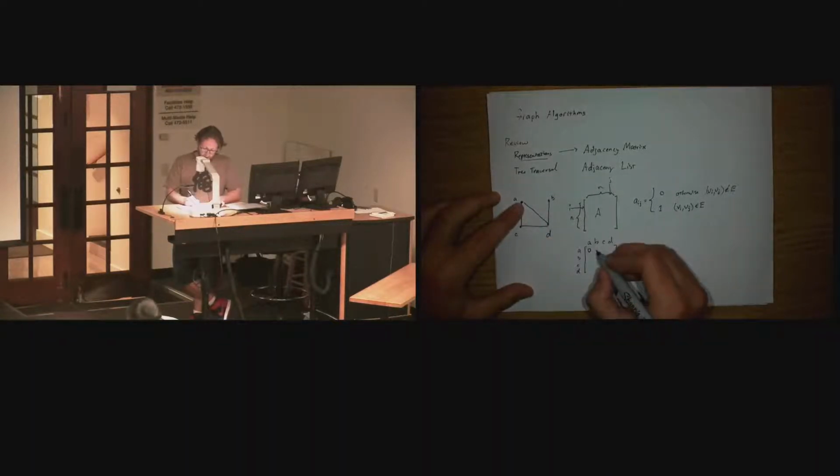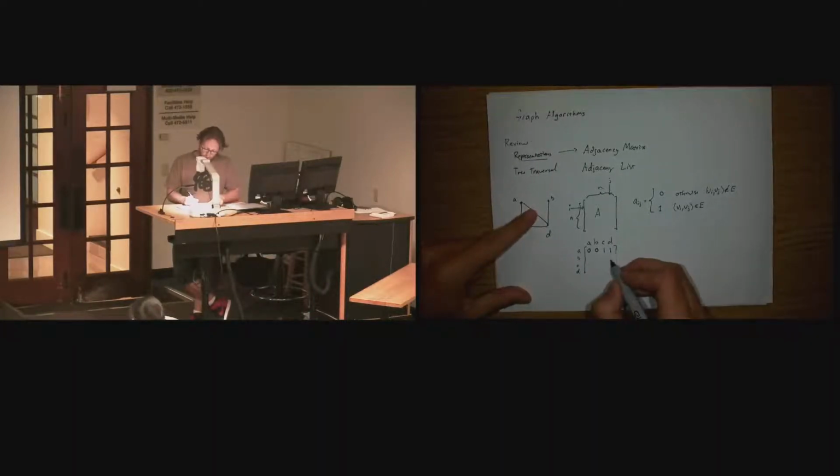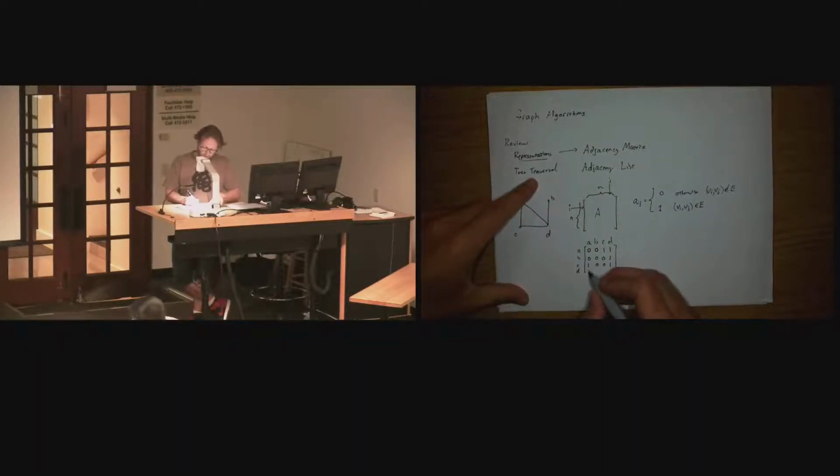A is not connected to B, so that's 0. A is connected to C, A is connected to D, so these are both 1s. Right? Likewise, B is only connected to D over here, so 0, 0, 0, 1. C is connected to both A and to D, so we have 1, 0, 0, 1. And finally, D is connected to A, C, and B, so 1, 1, 1, 0.